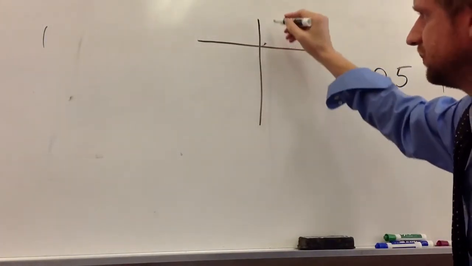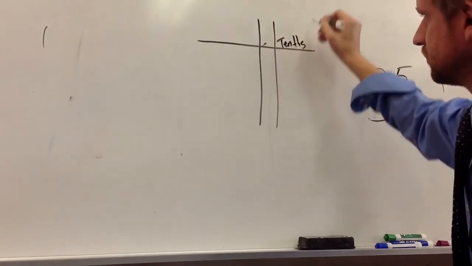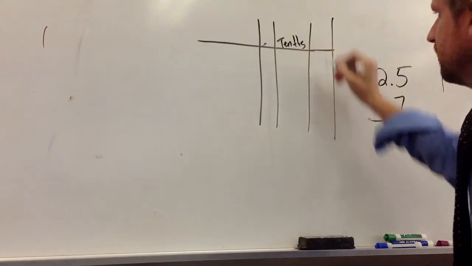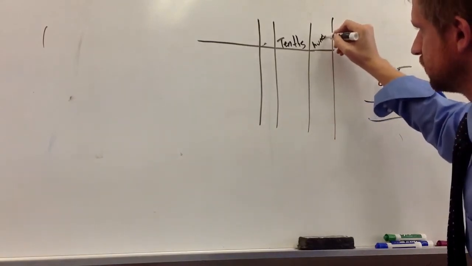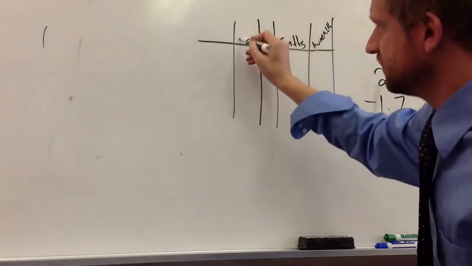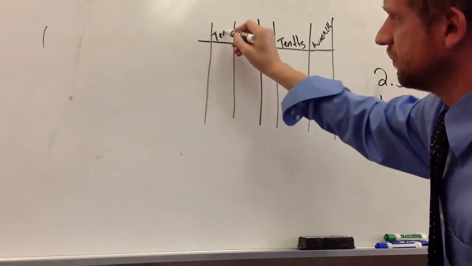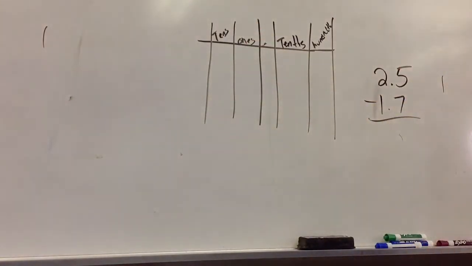There's my decimal. Here's my tenths place. Here's my hundredths. And here's my ones. And here's my tenths. So we're subtracting, once again, 2 and 5/10 minus 1 and 7/10.